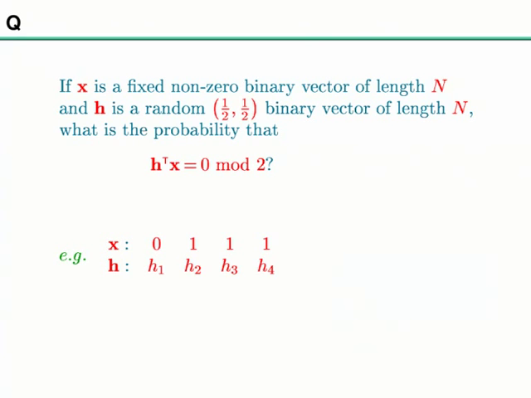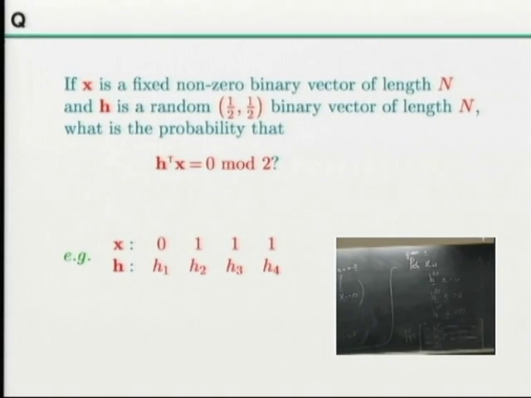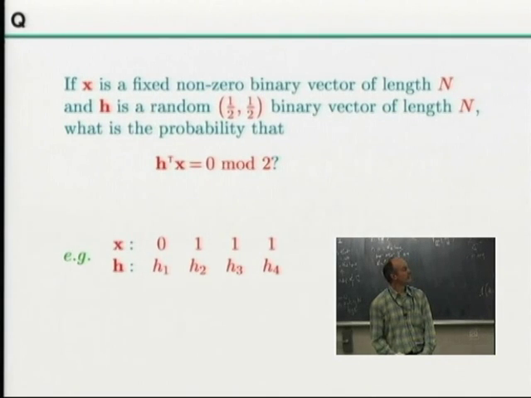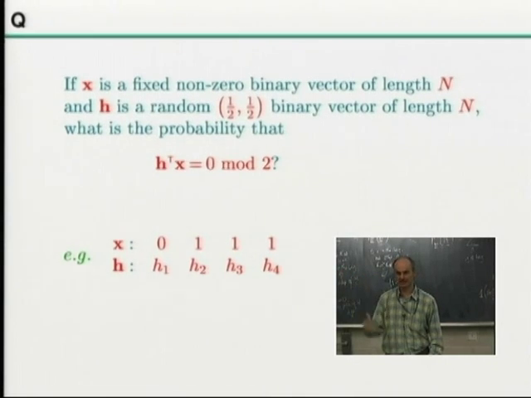Have a chat to your neighbor. And if it helps, think about just this special case here that's on the board with vectors of length 4. Okay, so the question is, what's the probability that one row of this matrix multiplied by x gives you 0 modulo 2? Any thoughts?